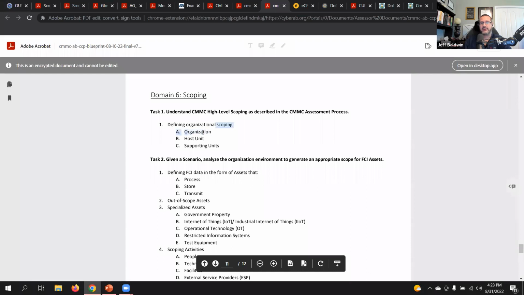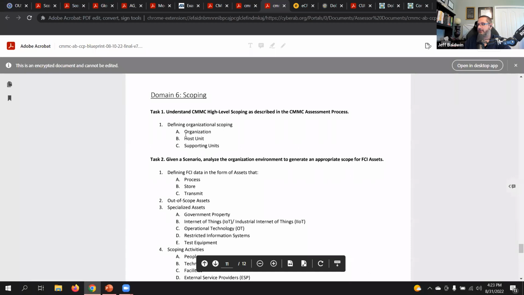So we have the organization. You can think of that as the top level owner, HQ. They may not necessarily be in scope. So the host unit is equivalent to the OSC. The host unit is the OSC that's getting the certificate. In a lot of organizations, the parent might be foreign, and then you have a US-based host unit that's going to be getting their OSC certificate.